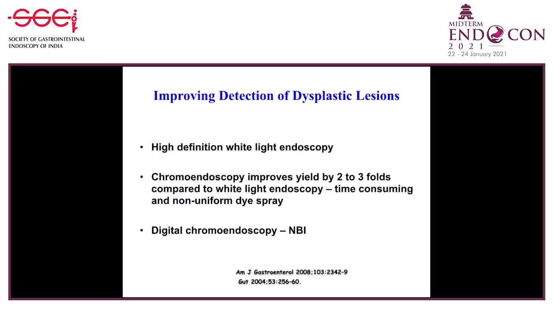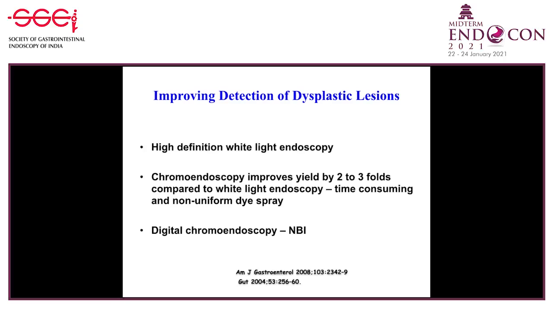So how can we improve the detection of dysplastic lesions in IBD? One is we can use a high definition endoscopy instead of a white light endoscopy. Second is using a chromoendoscopy. In fact, chromoendoscopy has been shown to improve the yield, and currently this is the recommended method for surveillance in patients with colitis.